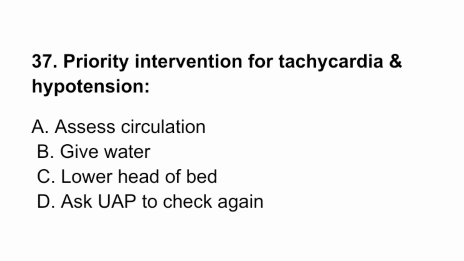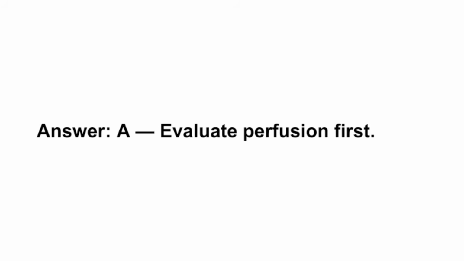37. Priority intervention for tachycardia and hypotension. A. Assess circulation. B. Give water. C. Lower head of bed. D. Ask UAP to check again. Answer A. Evaluate perfusion first.